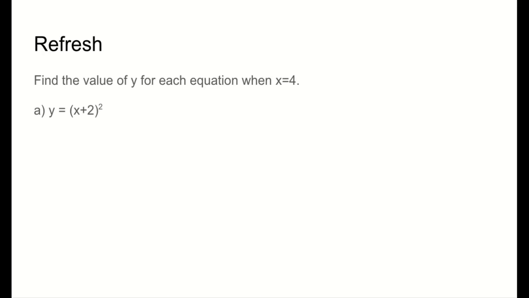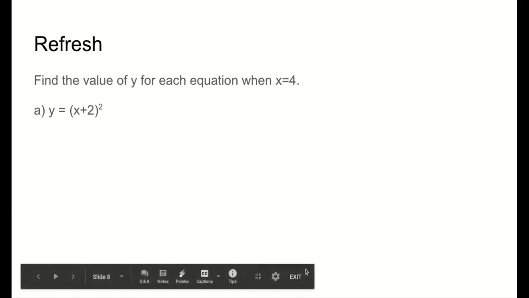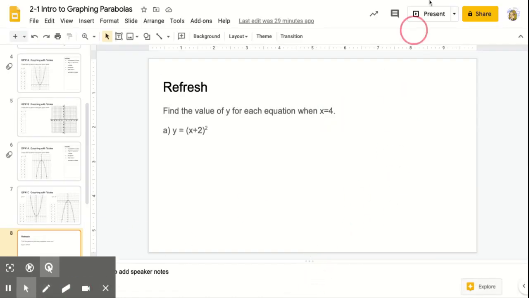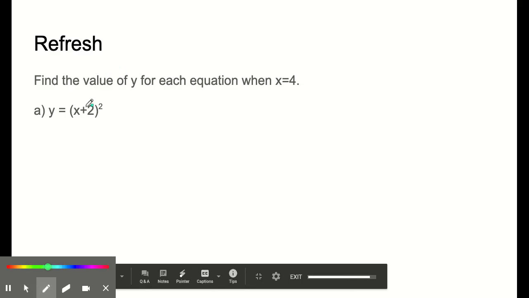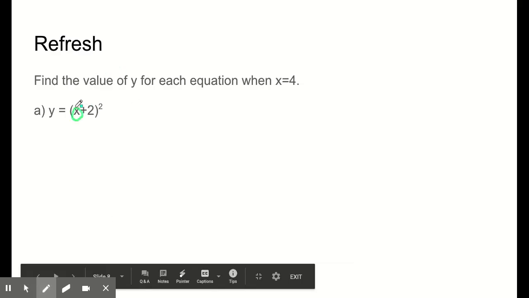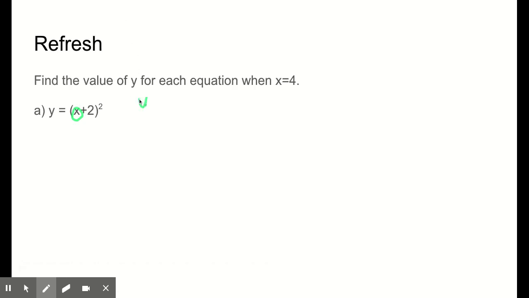So for this one here, it says to find the value of y for each equation when x equals 4. So we're given the equation y equals (x plus 2) squared. What we're going to do here is take the x and plug it into the equation. So that's going to give us y equals, parentheses, 4 plus 2, squared.